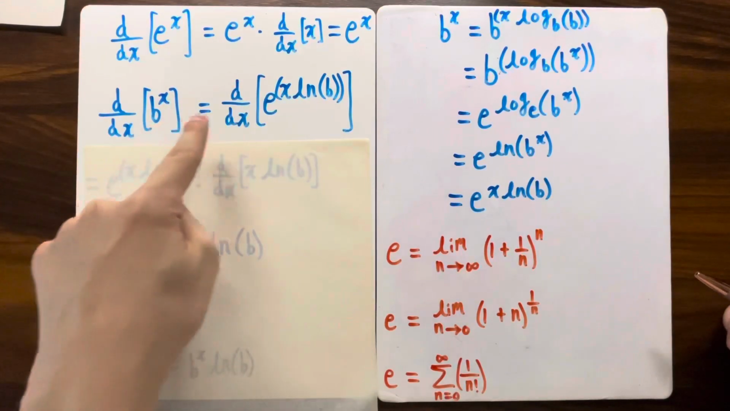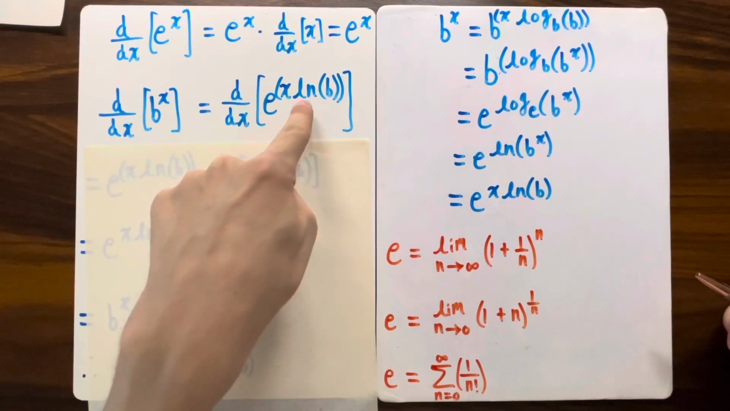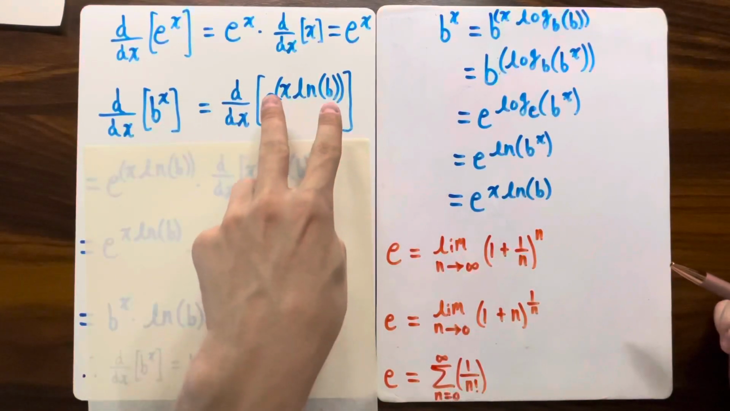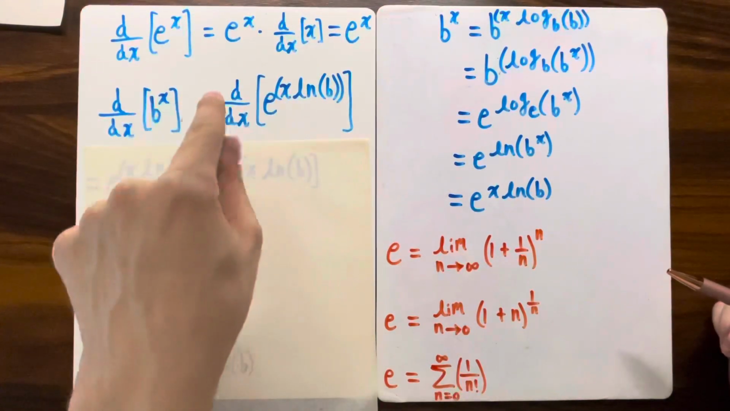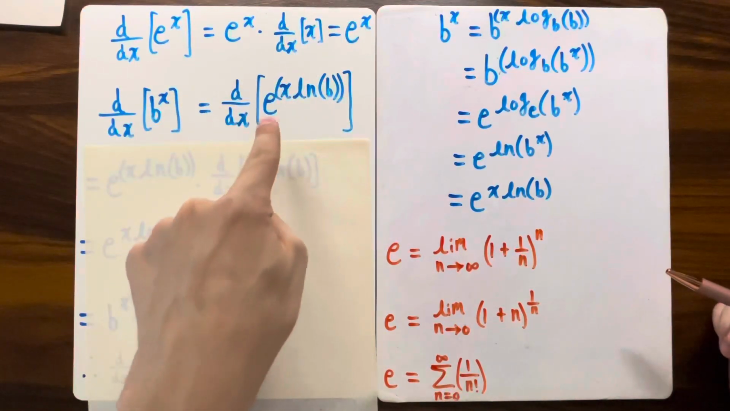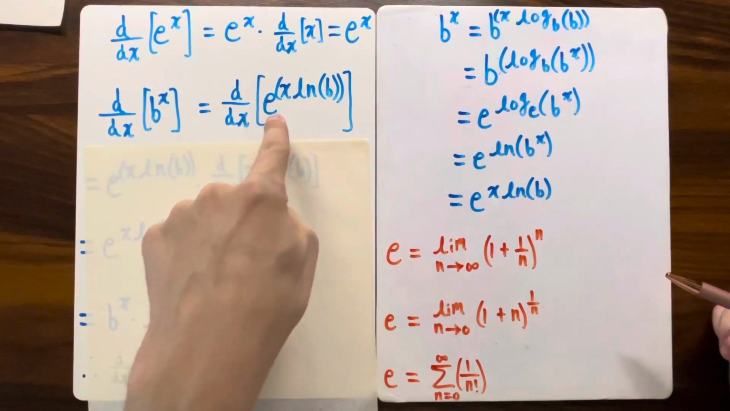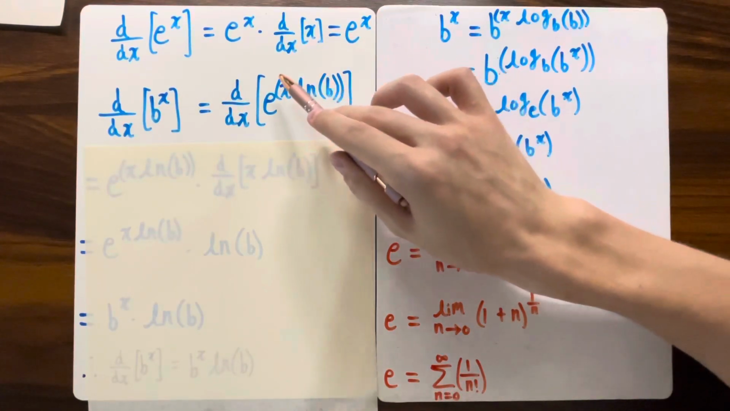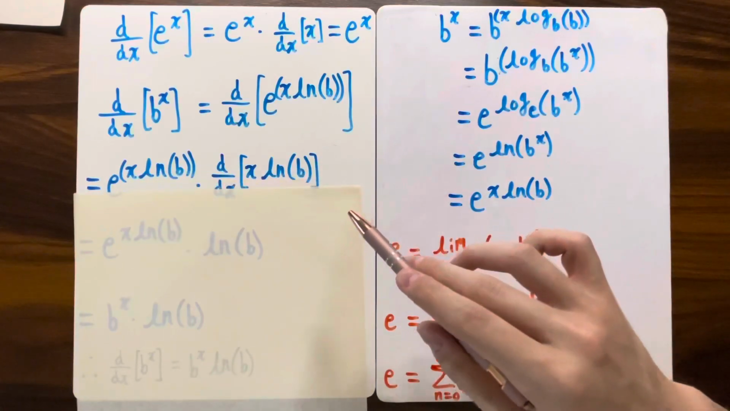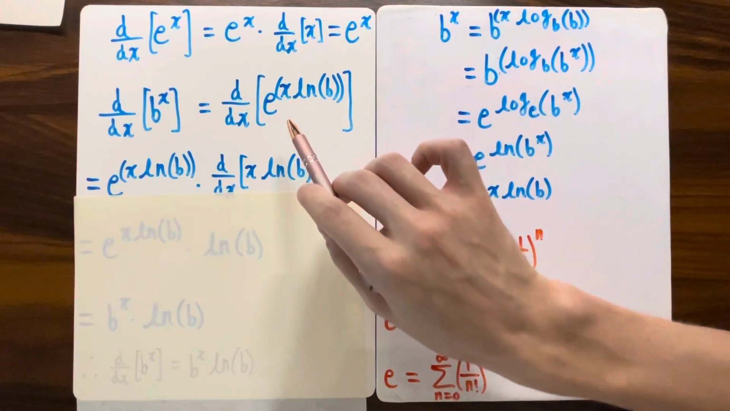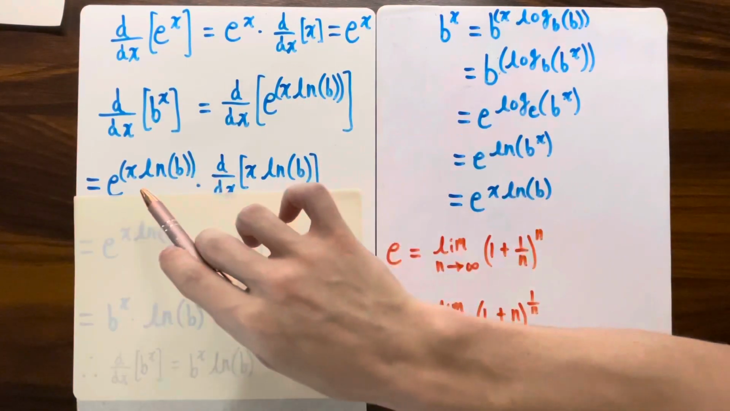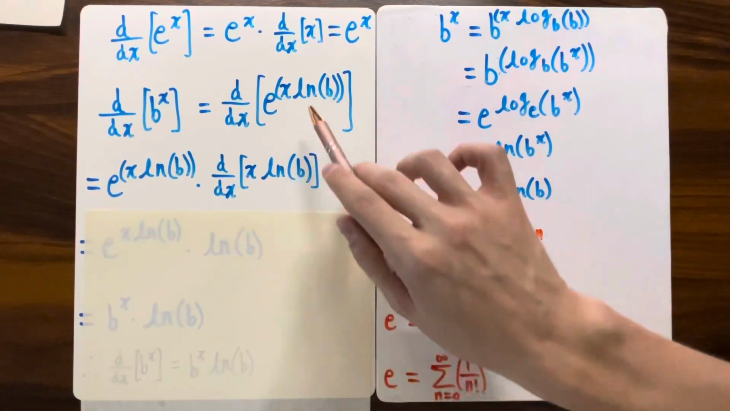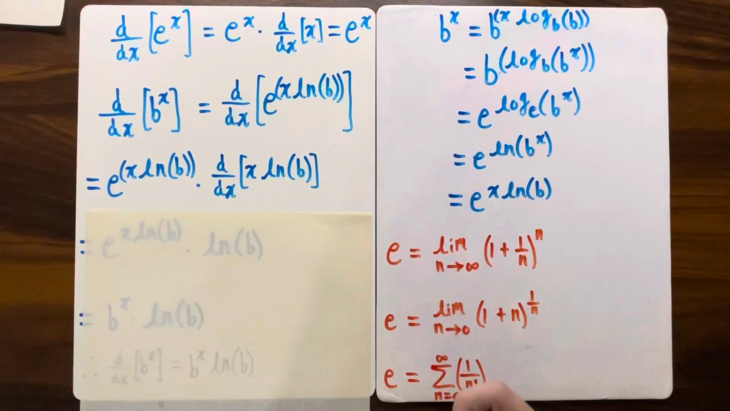We know that b to the x is the same thing as e to the x times ln of b, as we've shown here. And using this fact here, we know that the derivative of e to the x is itself. So the derivative of this, e to this power, is itself times the derivative of the exponent. So the derivative of e to the x ln of b is e to the x ln of b times the derivative of the exponent. So this is the exponent. And what is the derivative of the exponent?